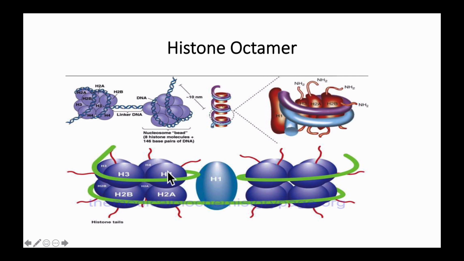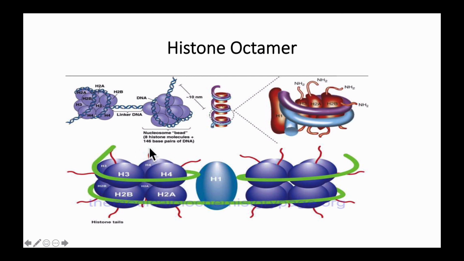So again, remember, the beads are the histone octamers, and they're made up of two tetramers. Okay, so it's a complex of two tetramers, or four dimers, if you want to look at it another way.